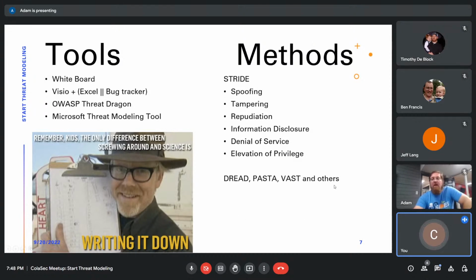So, as far as methodologies go, I'm mainly going to talk about STRIDE. There are a bunch of others out there: DREAD, as Tim mentioned, PASTA, VAST. Sorry, not VOST.